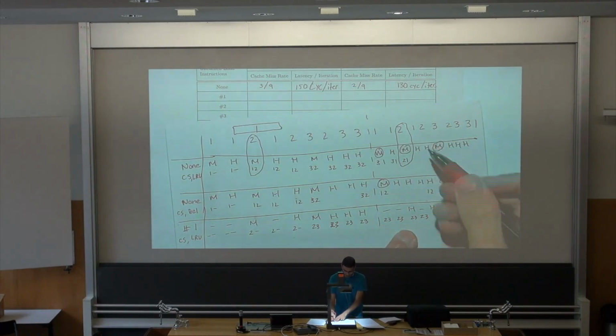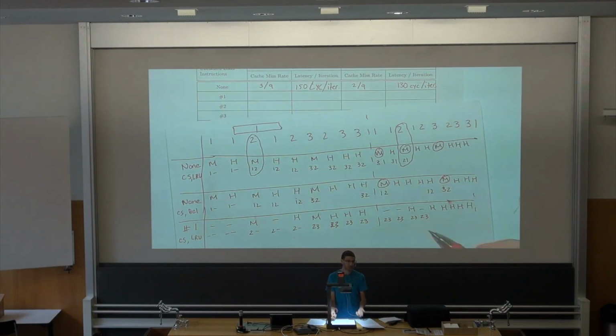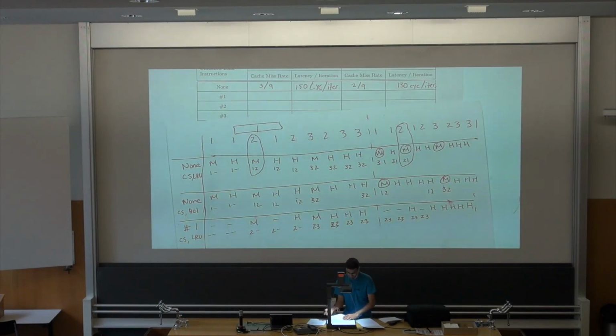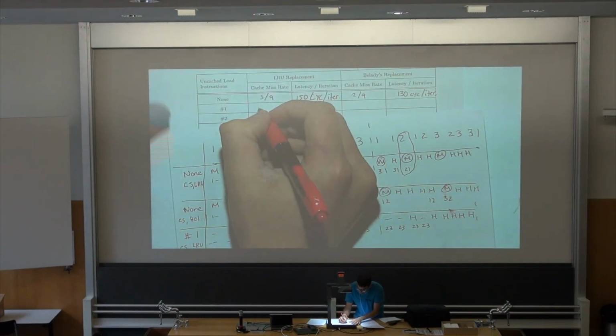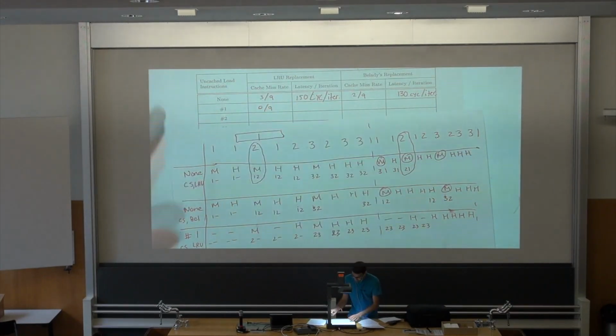And because there's only two cache blocks that are being stored in this cache, which is of size 2, we never have to evict anything going forward. And so this actually results in a miss ratio of 0, right? So our cache miss rate here is 0 out of 9.